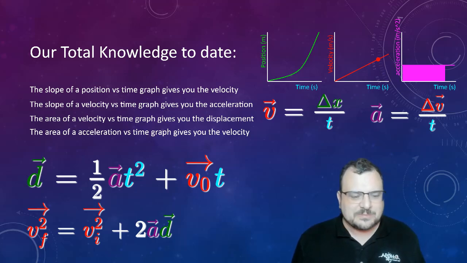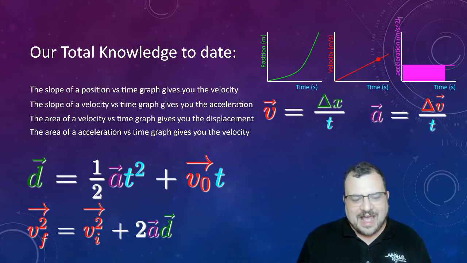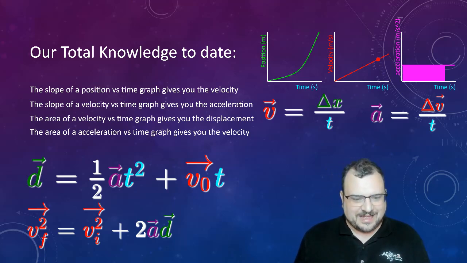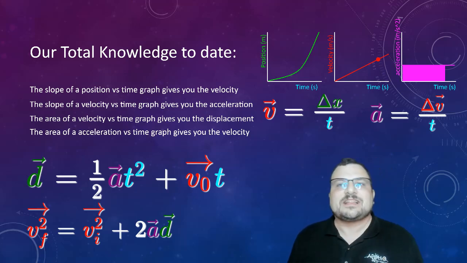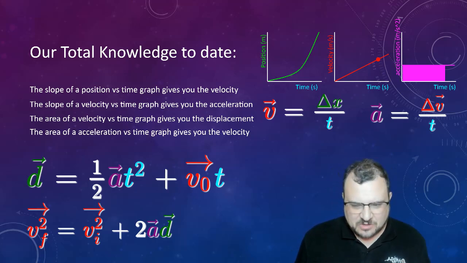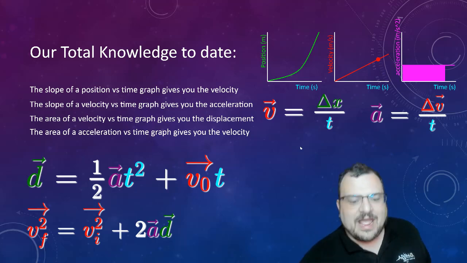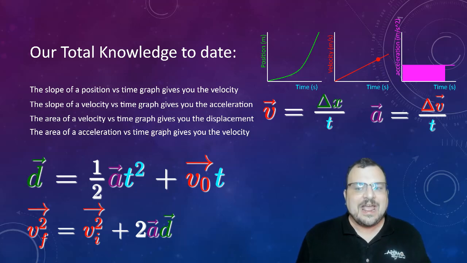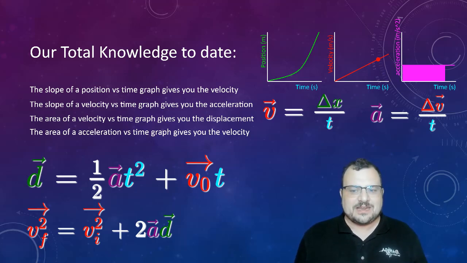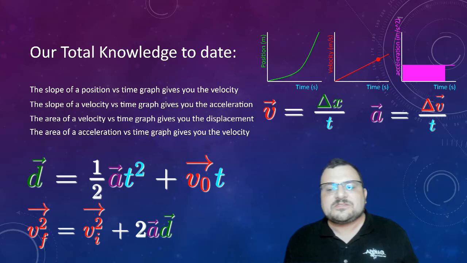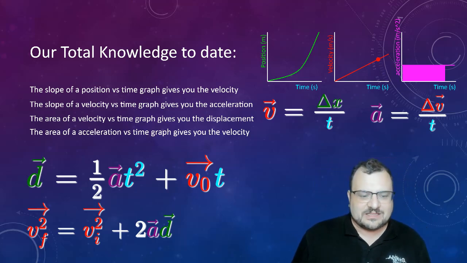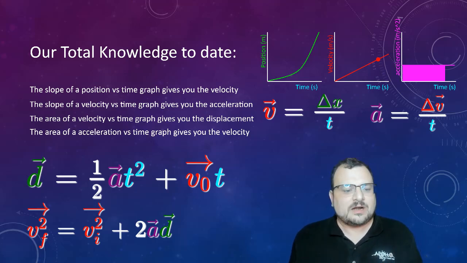Now you might also be noticing that all of these have vector arrows, and that is because acceleration, just like velocity, just like displacement, is a vector. So when something has an acceleration in the same direction as its velocity, it's going to be getting faster and faster. If something has an acceleration in the opposite direction of its velocity, then it's going to be getting slower and slower. So again, that direction really matters.